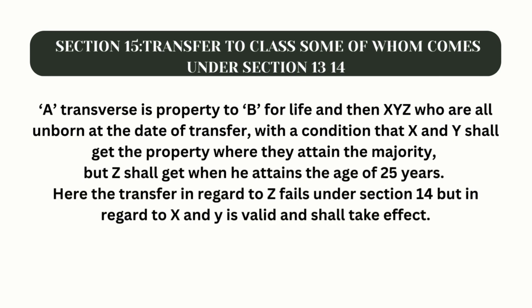For example, A transfers his property to B for life and then to X, Y, Z who are all unborn at the date of transfer, with the condition that X and Y shall get the property when they attain majority, but Z shall get it when he attains the age of 25 years. Here, the transfer in regard to Z fails under section 14, but in regard to X and Y it is valid and shall take effect.